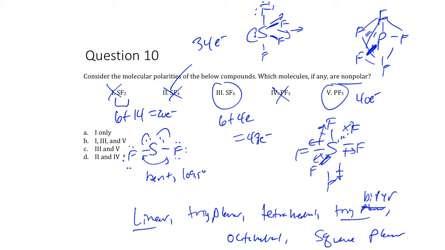So you just have to look at the bonds, see if they're opposing each other. If the dipoles cancel out, you have a nonpolar molecule, despite having polar bonds. So it looks like our answer is going to be 3 and 5.